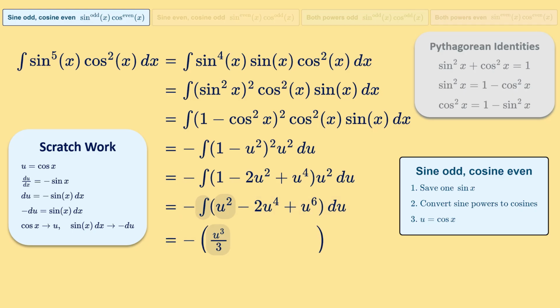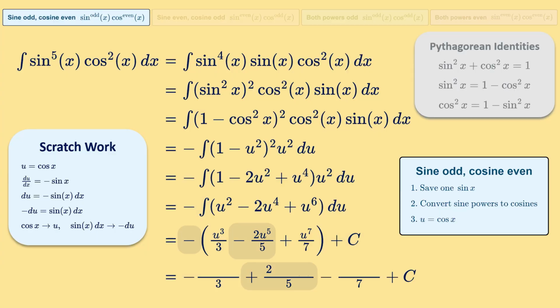So we get u to the 3rd over 3 minus 2u to the 5th over 5 plus u to the 7th over 7 using the power rule of integration. Now, since this is an indefinite integral, we're going to put a plus c at the end here. Distribute the negative in and substitute cosine of x back in for u, and we get negative cosine to the 3rd of x over 3 plus 2 cosine to the 5th power of x over 5 minus cosine to the 7th power of x over 7 plus c.